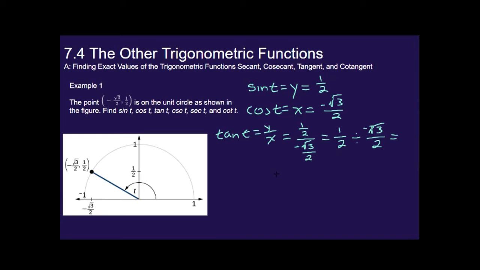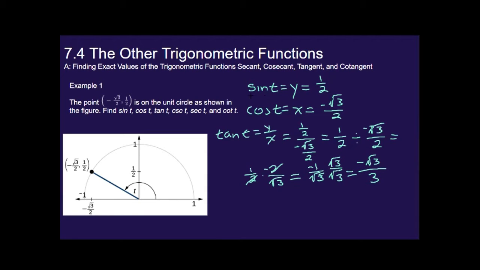And then when you're dividing by a fraction, you rewrite it as a multiplication problem with the reciprocal of the second fraction. Okay, so that's going to equal 1/2 times -2 over the square root of 3. Okay, and then I can cancel the 2's. So I get -1 over the square root of 3 as the tangent of t. Now, this is the value of the tangent of t, but I need to rationalize this denominator. So I'm going to multiply this by square root of 3 over square root of 3. And that gives me -√3 over 3 as the tangent of t.